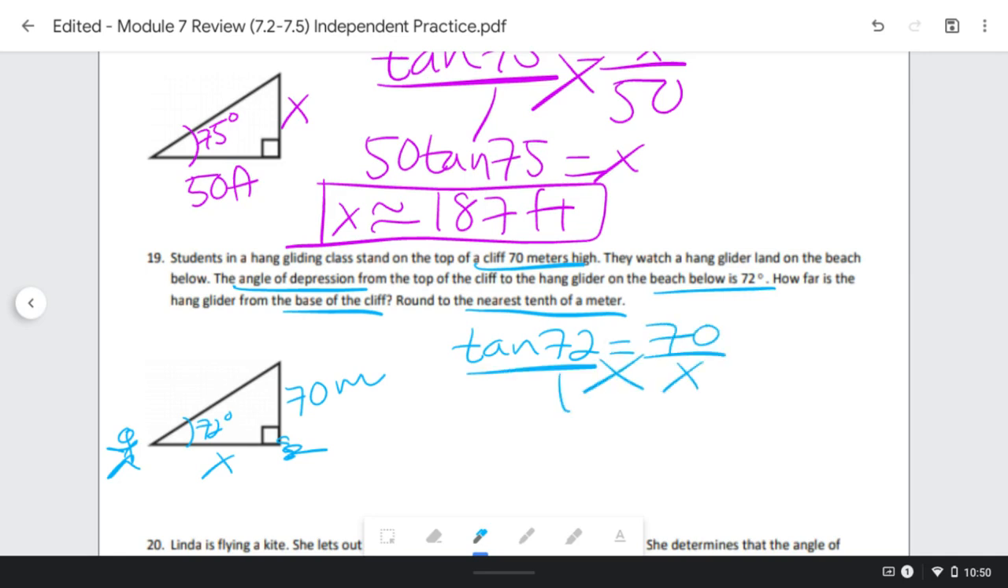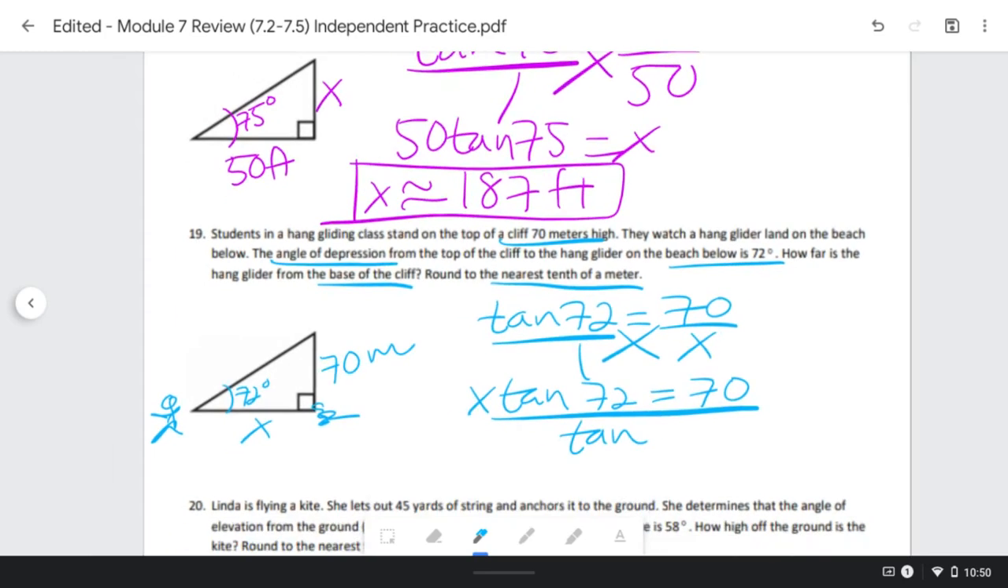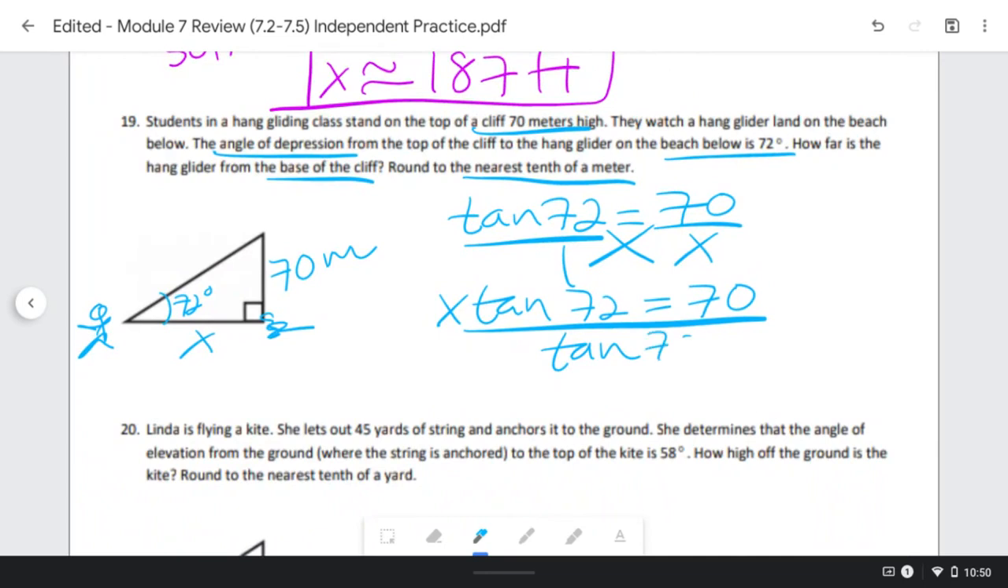Put that over 1, then cross multiply. x tangent of 72 equals 70. Tangent of 72 is just a number, so we're going to divide both sides by the tangent of 72. And this is what you would plug into your calculator: 70 divided by tangent of 72. And if you're rounding to one decimal place, you're going to get 22.7 meters.